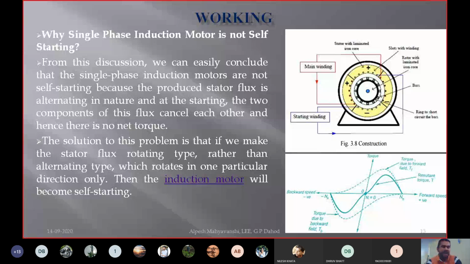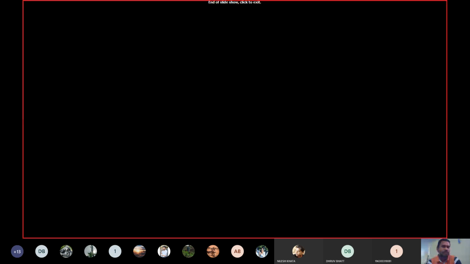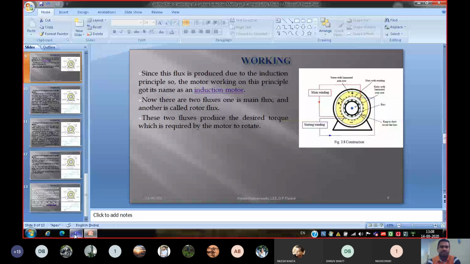Then the actual working of the induction motor. This single phase induction motor is not a self-starting motor, and for making it self-starting, we have to split the stator winding into two windings, main winding and starting winding, and both are placed 90 degrees apart. When supply is given to this two-phase winding, the rotating magnetic field is produced and torque is also produced in the rotor, and then the motor will rotate. So up to this point we will stop here.